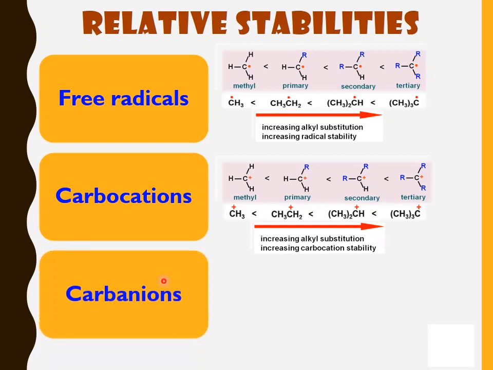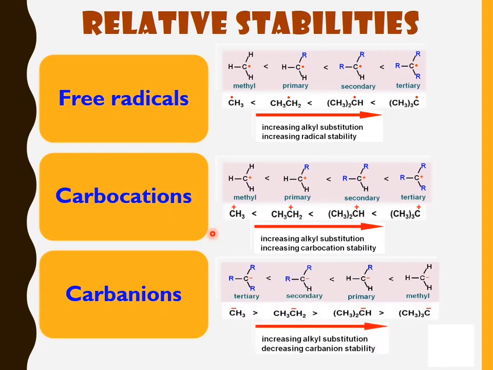Next, the last one, we have carbanion. Carbocation is carbon that has positive charge, while carbanion is carbon that has negative charge. Here we have 4 types of carbanion also: methyl, primary, secondary and tertiary. So I repeat, carbanion is carbon that has negative charge. Carbanion is vice versa from carbocation and free radical. Increasing the alkyl substitution will decrease the carbanion stability.